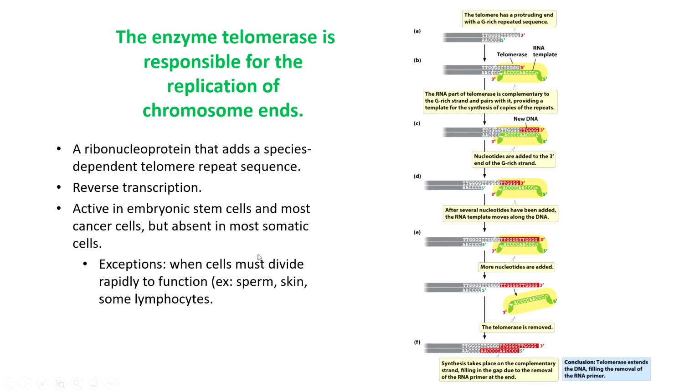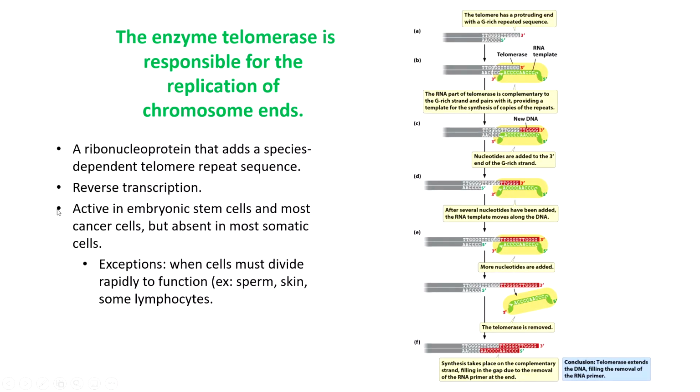So it's active in cells that have to divide really rapidly in order to perform their function. Those rapidly dividing cells actually do have some telomerase activity. So like sperm, skin cells, and some white blood cells replicate very quickly in order to do their job. And so telomerase is fairly active in these cells, which preserves the genome over time. But most of the time, it's only active in embryonic stem cells.